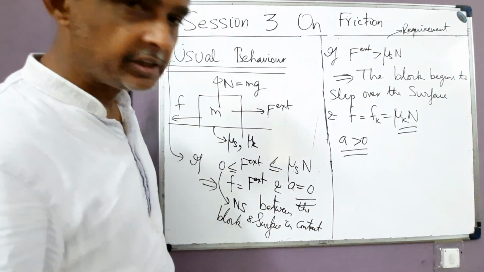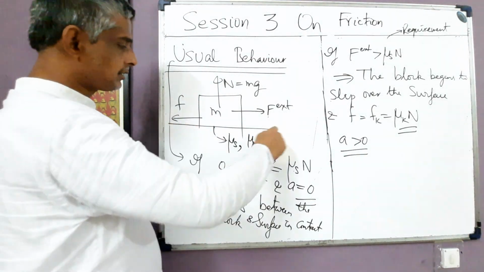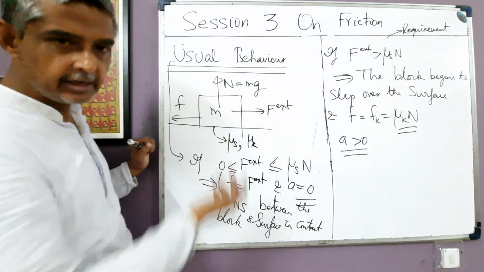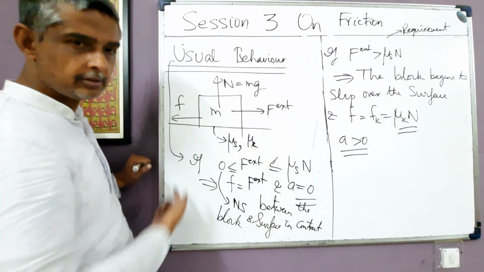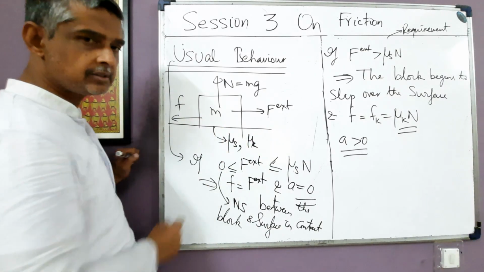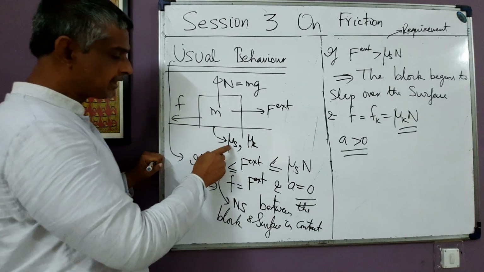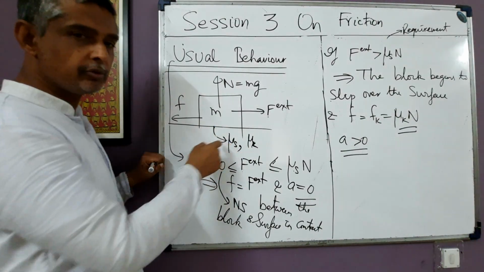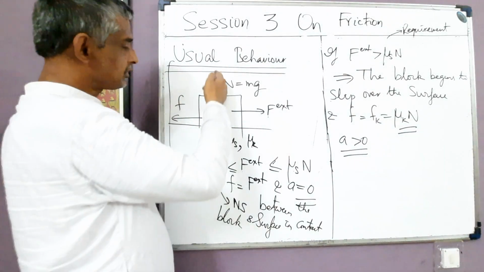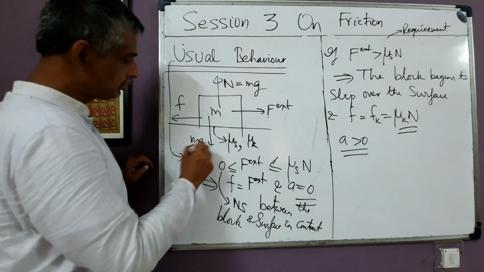I'll state it again. This is a fixed rough surface. It may be horizontal, it may be inclined. I have shown it horizontal here. A block of mass m is resting over this rough surface. The kinetic friction coefficient between the block and the surface is mu k. The static friction coefficient between the block and the surface is mu s. Here the normal force acts on the block due to the surface. Weight acts on the block due to the ground.